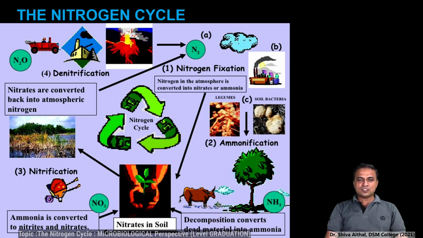The nitrogen fixation is by leguminous plants, by symbiotic and soil bacteria, and free-living non-symbiotic bacteria. Then ammonification, decomposition into ammonia. Then nitrates are added into the soil, ammonia is converted into nitrites and nitrates, a stage called nitrification. Then the nitrates are converted by denitrification back into atmospheric nitrogen. So this is the stage of denitrification. Overall, this is the nitrogen cycle.